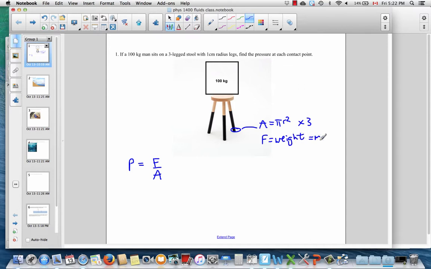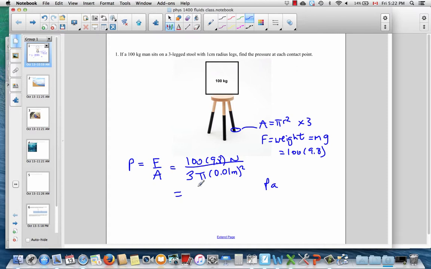Now, we find weight by multiplying the mass by the gravity field. So that's going to be 100 times 9.8. Okay, so we can find the pressure. 100 times 9.8, that'll be in newtons. The area is 3 legs, and each one is a centimeter. That's 0.101 meters squared. Now, a newton per square meter is defined as a pascal, so that's the unit part.